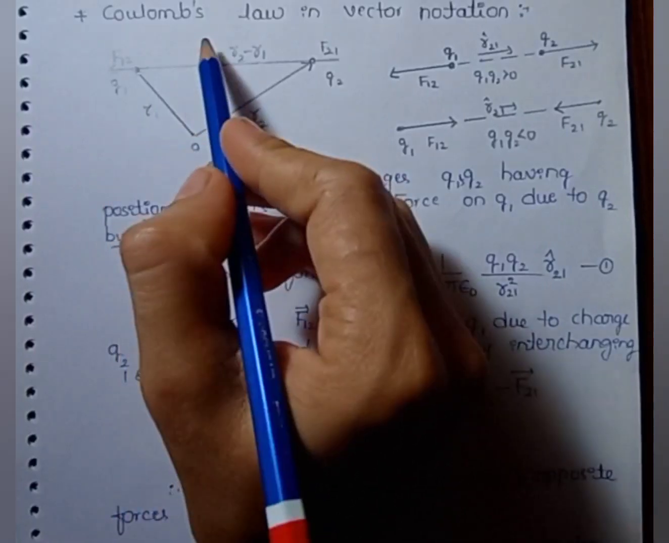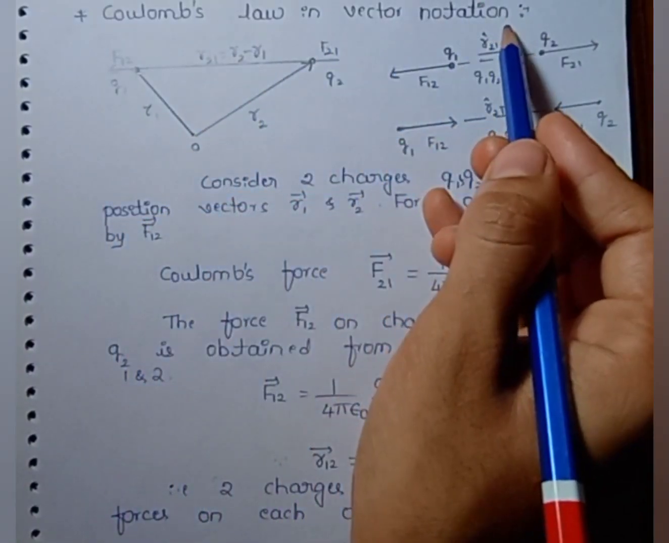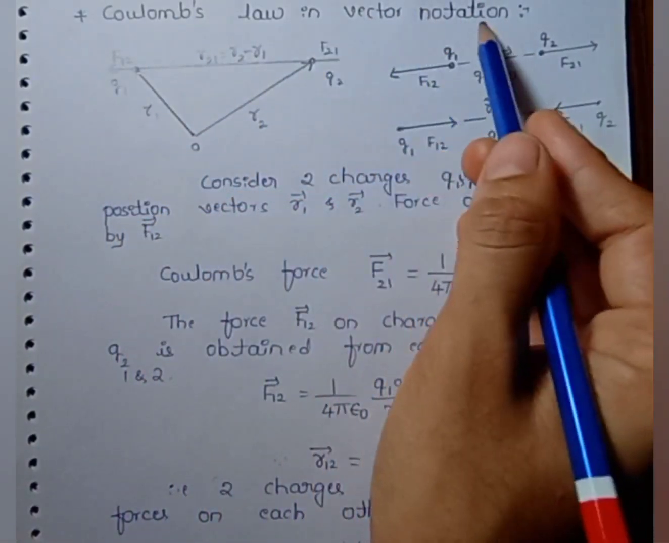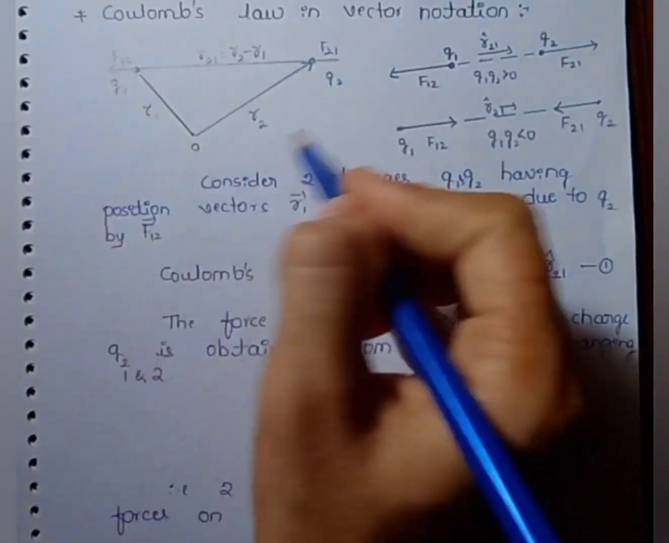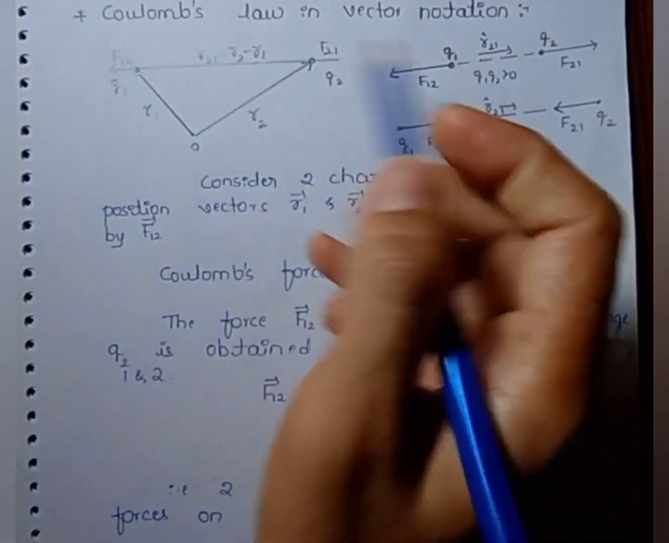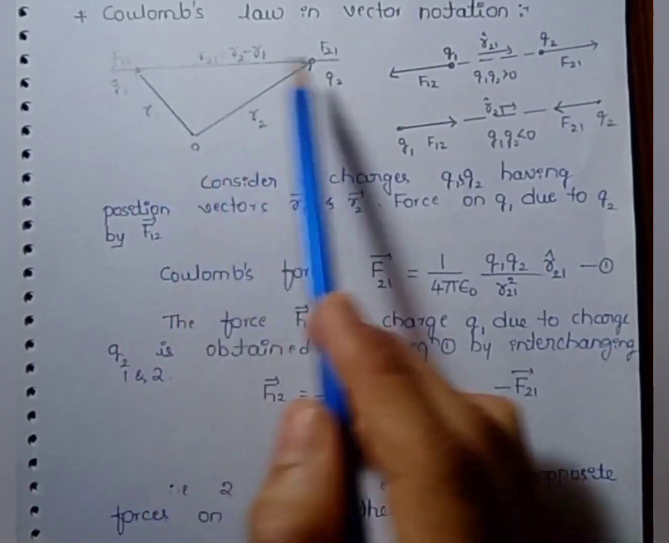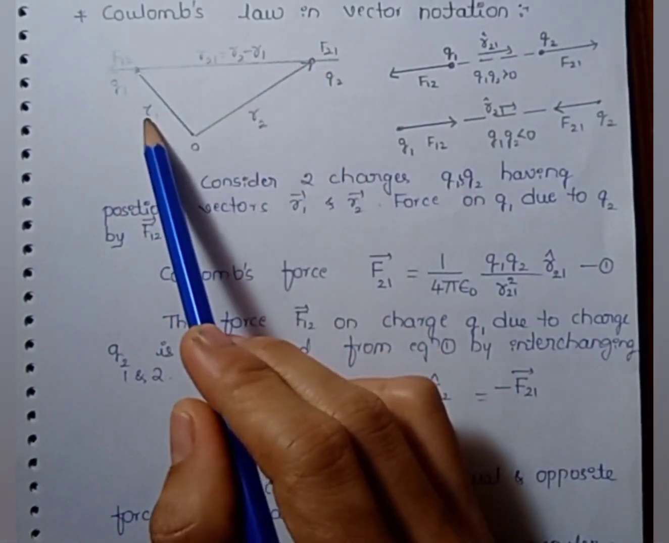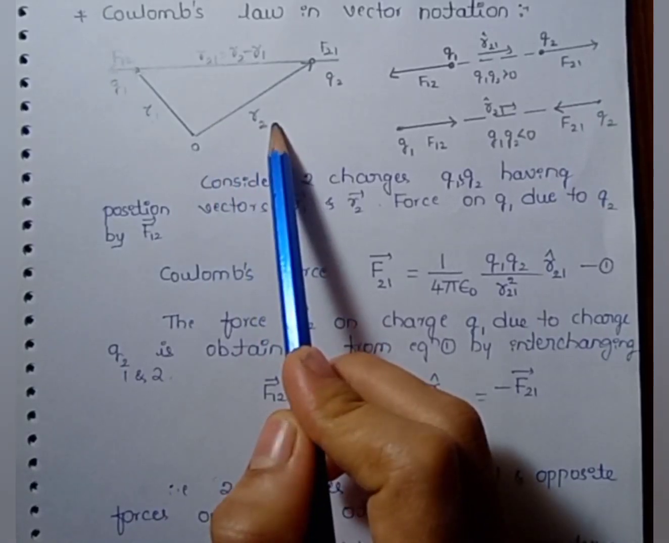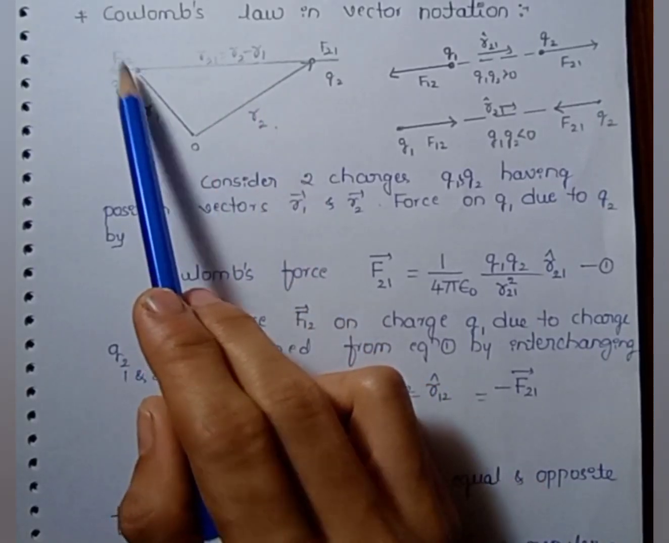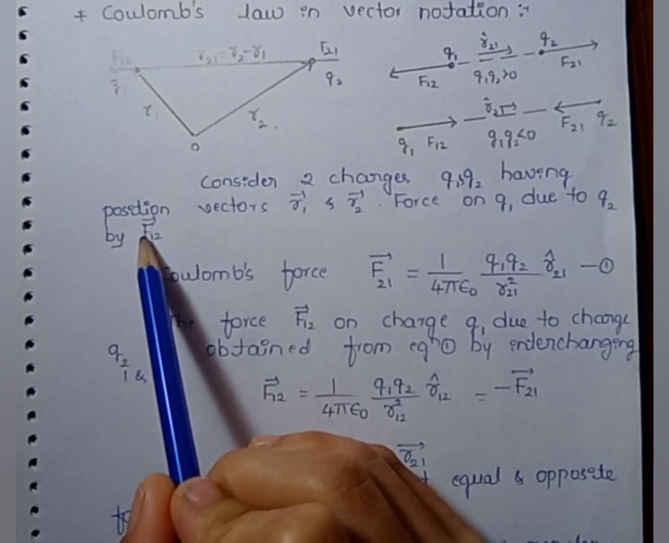Next concept is Coulomb's law in vector notation. This one is the diagram for Coulomb's law in vector notation. Let us consider two charges Q1, Q2 having position vectors R1, R2. Force on Q1 due to Q2 can be written as F12.